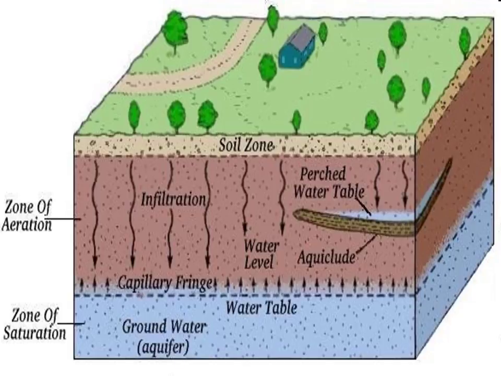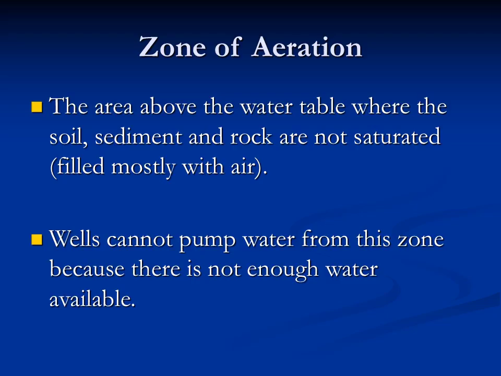Here's a different graphic showing you groundwater, that's the top of the water table, and the zone of saturation, and then the zone of aeration. So infiltration is when the water seeps down through the soil and the pore spaces. We're going to get to aquifers, aquicludes, and perched water tables in just a little bit, but just take note that they are on your diagram. So the aquifer is that water, groundwater. The aquiclude you see is with the perched water table.